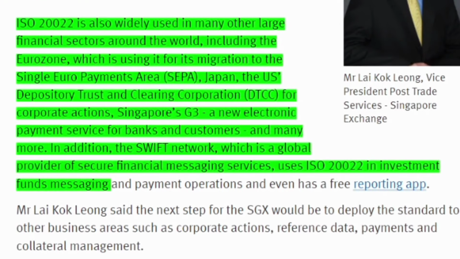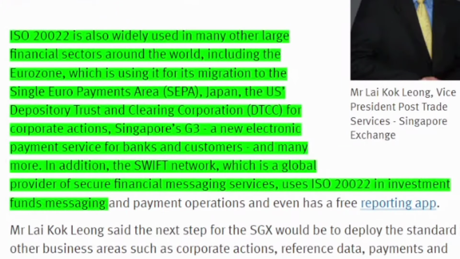Now, to further illustrate just how deep this goes, the next paragraph paints a picture of who was already active back in 2014. The Eurozone, which is using it for its migration to the Single Euro Payments Area. Then we have Japan, the DTCC in the United States, G3 in Singapore, and Swift even used it to process investment fund messages. I will place links to these 2 documents as the pinned comment. This is so you can always reference this information.